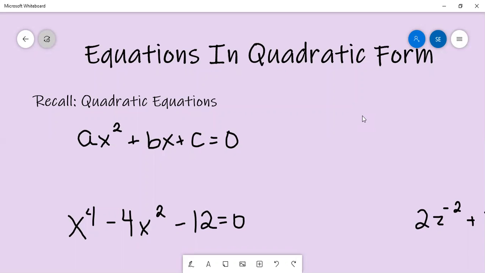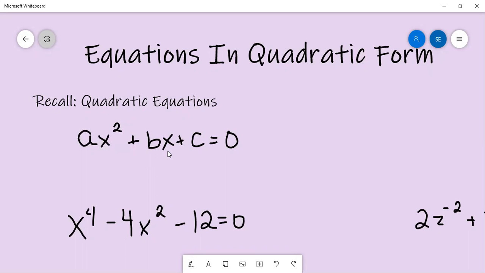Today we just wanted to talk a little bit about equations in quadratic form. So you'll recall that quadratic equations look something like ax squared plus bx plus c equals 0. But we can have terms such as x to the fourth minus 4x squared minus 12. As long as this leading term is the square of this term, we can treat these just as quadratic equations and factor them and solve them in a similar manner.